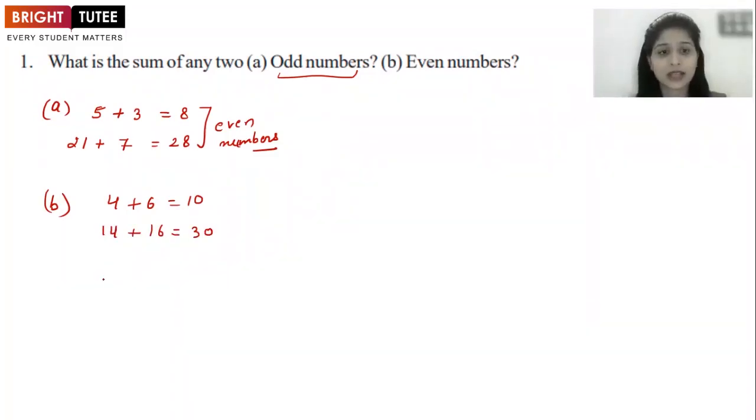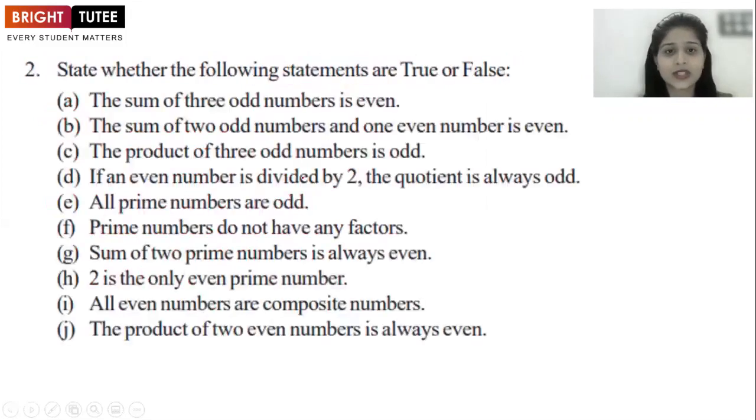So let's take another two even numbers. Suppose I take 12 and then 36. So what will we get? 6 and 2 will become 8, and 3 and 1 will become 4. So we get 48 as the answer. So what do you observe in all the cases? When we are adding even numbers, the answer is even. And when we are adding two odd numbers, the sum is always going to be an even number. Clear? Moving to the next question now.